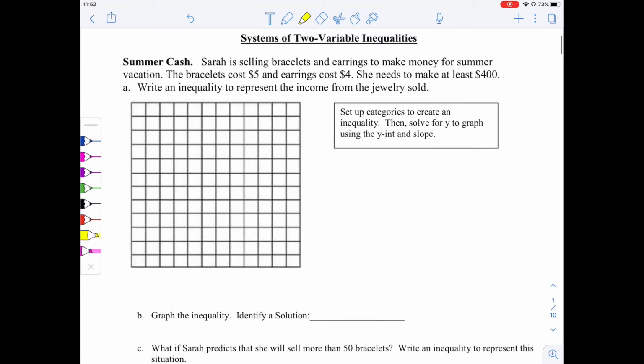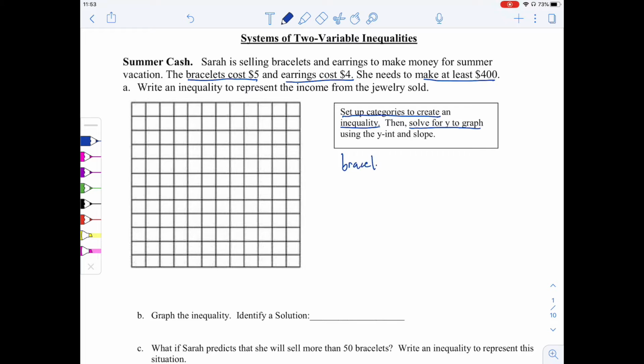Summer cash. Sarah is selling bracelets and earrings to make money for a summer vacation. The bracelets cost $5. Earrings cost $4. She needs to make at least $400. Write an inequality to represent the income from jewelry sold. Just like last time, we're going to set up our categories to create an inequality, then solve for y to graph.